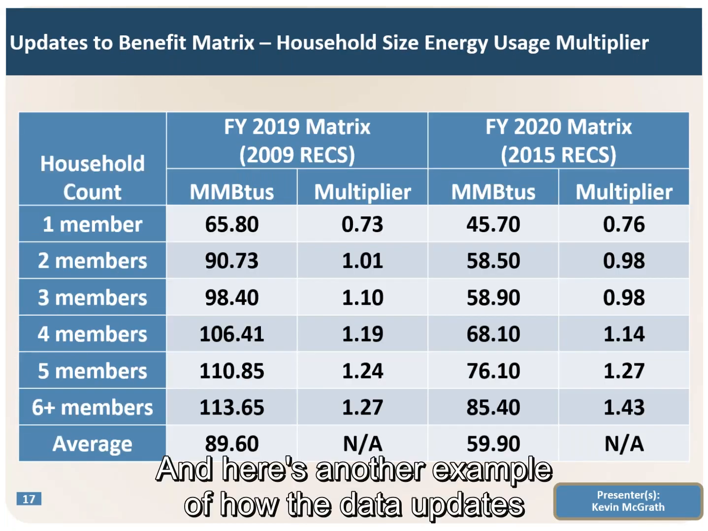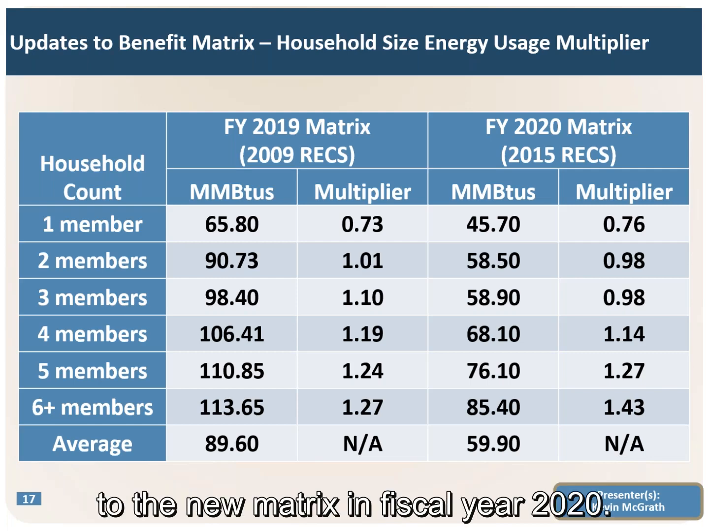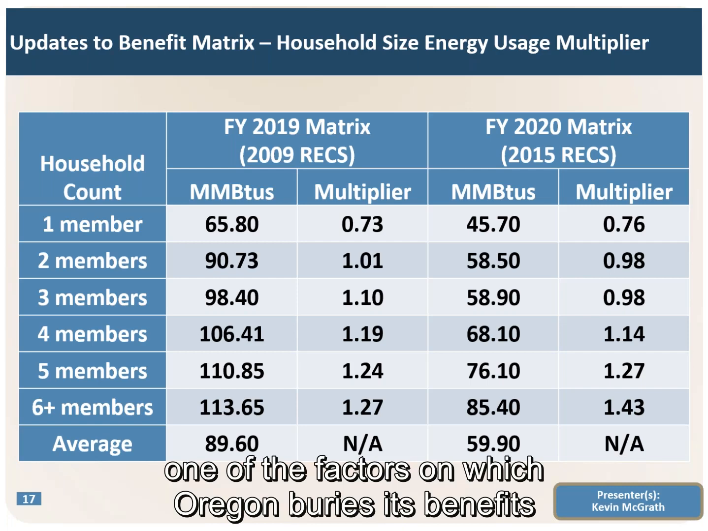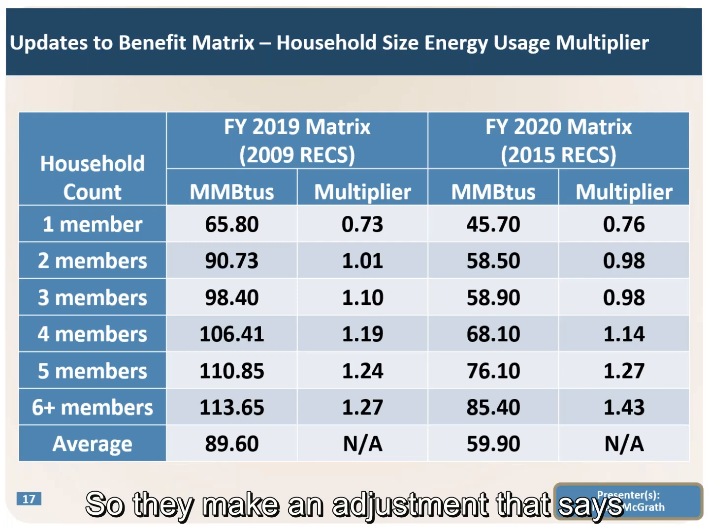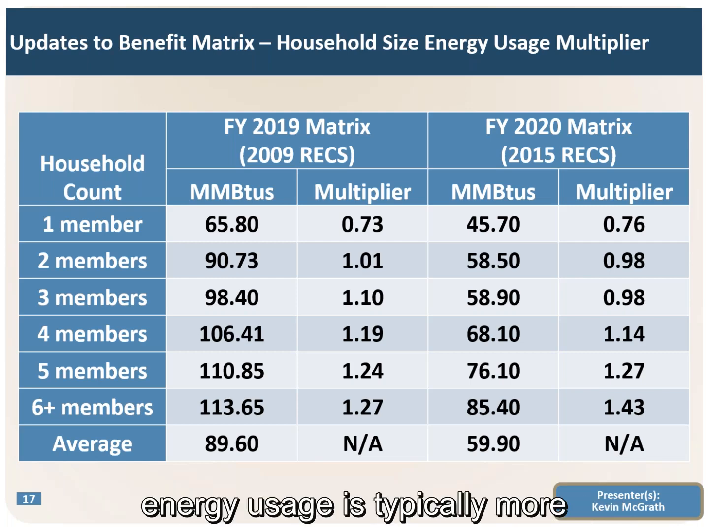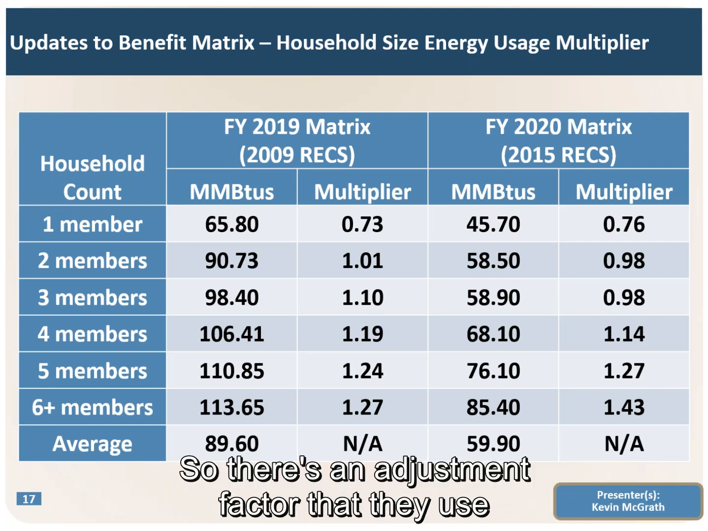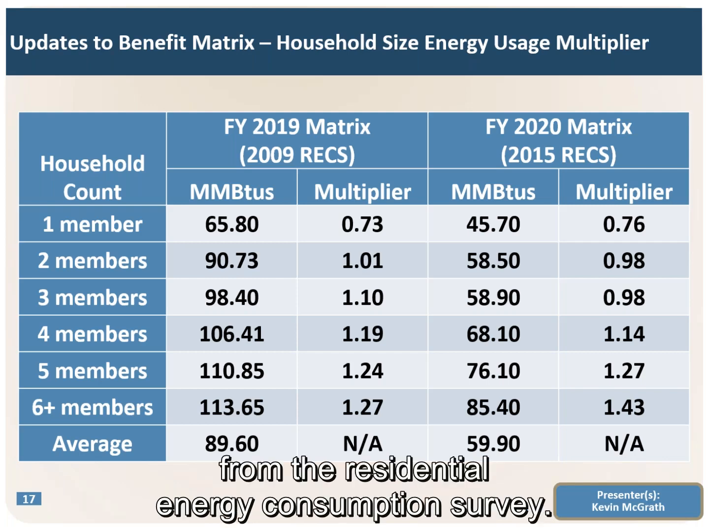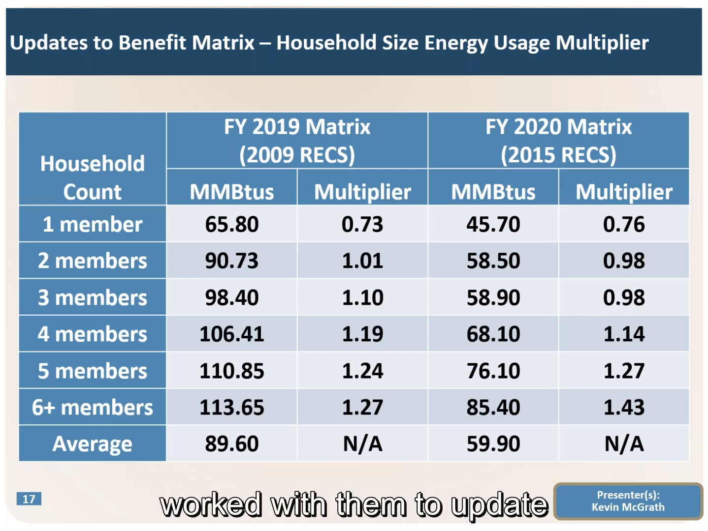And here's another example of how the data updates were different when looking at the old matrix from fiscal year 2019 to the new matrix in fiscal year 2020. So as Lisa mentioned, one of the factors on which Oregon varies its benefits is the size of the household. So they make an adjustment that says energy usage is typically more as the household size increases. So there's an adjustment factor that they use, and they build it off of a table from the residential energy consumption survey. And so this was another area that we worked with them to update.